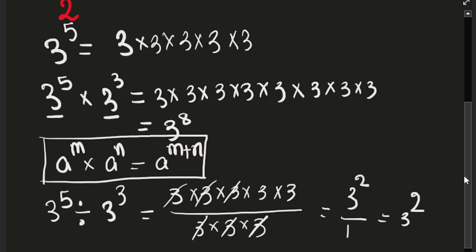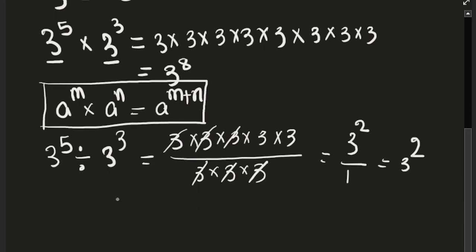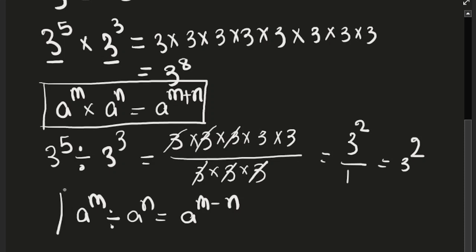That means when we are dividing two exponents, the powers are subtracted. So I can write a to the power m divided by a to the power of n is equal to a to the power of m minus n. This is also one formula.